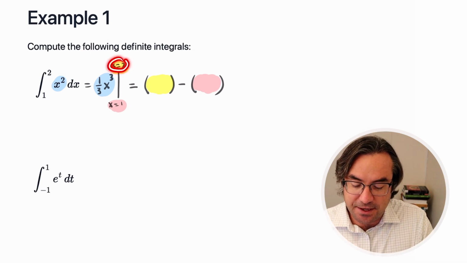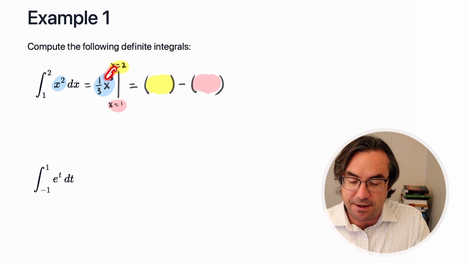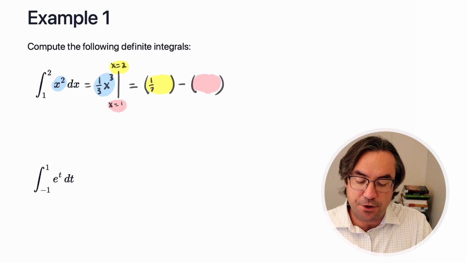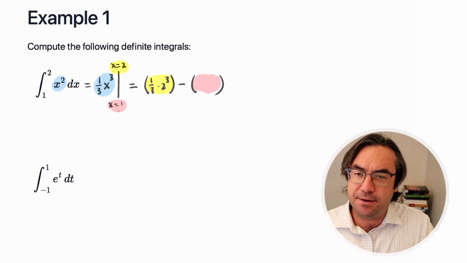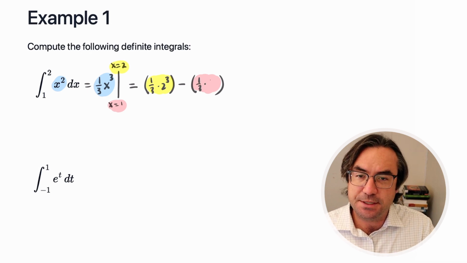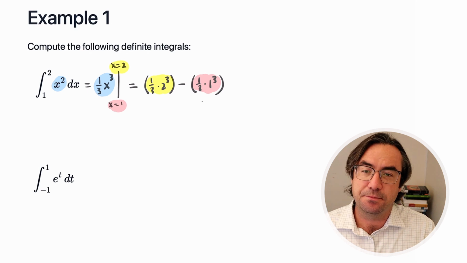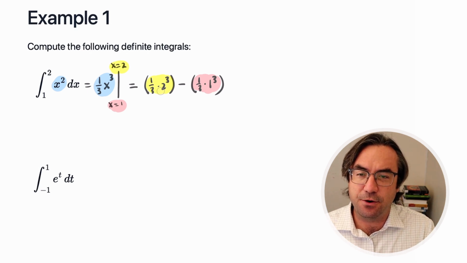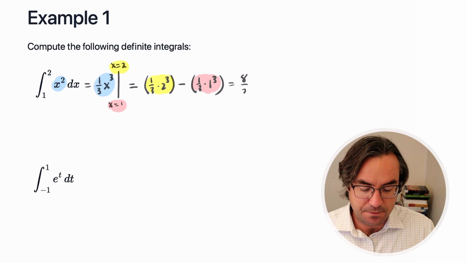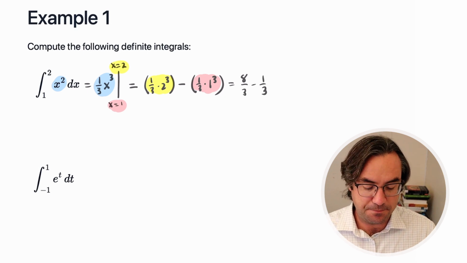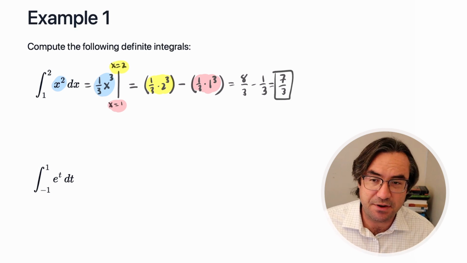All right, so let's take the upper limit here. Let's plug it in. And when we do that, we get 1/3 times 2 cubed. And then when we plug that lower limit in, x equals 1, into that same antiderivative, we get 1/3 times 1 cubed. And we're done. Now we can simplify this. So this is just 8/3 minus 1/3, which is just 7/3. And that's the value of this definite integral.